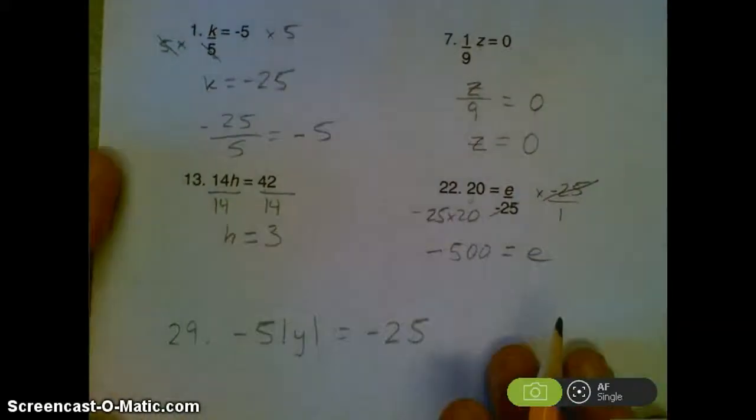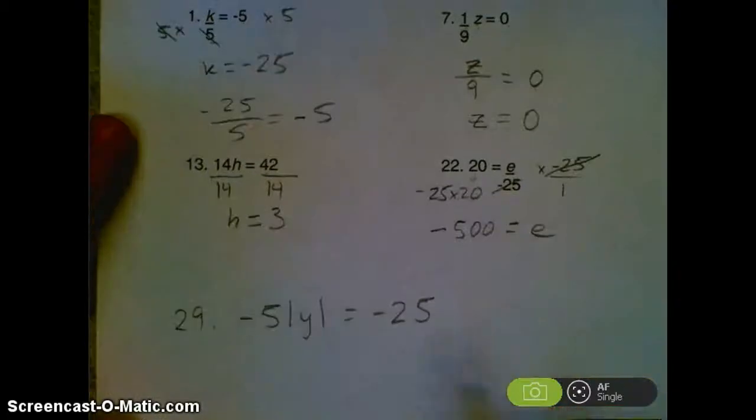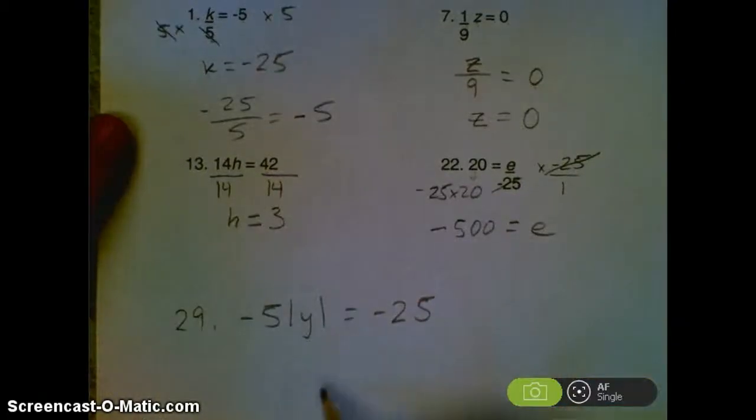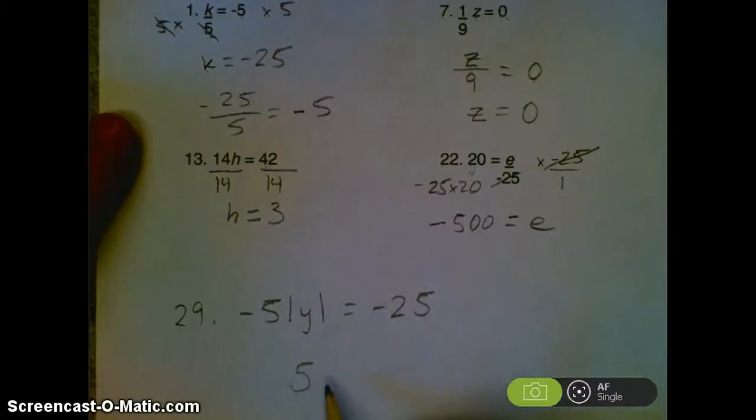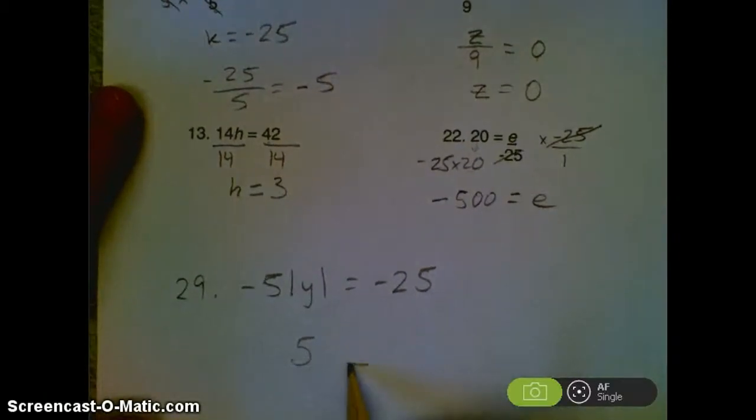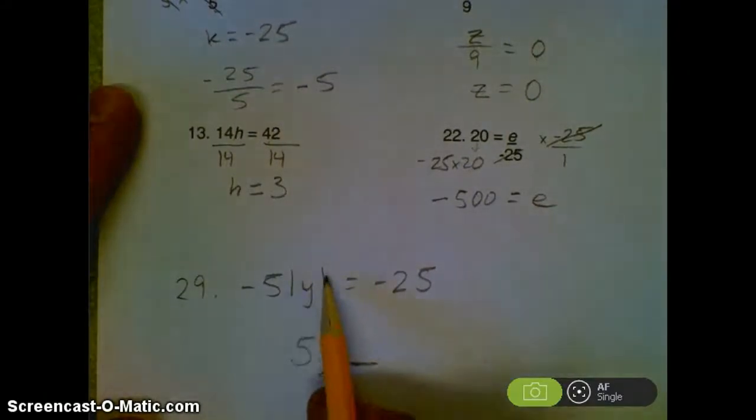There's some tricky ones at the bottom, so I wrote one down here for you. You're going to think that the answer is 5. And I'm going to tell you that is true, but there's also another answer, 5, and something else. And keep in mind this idea of absolute value.